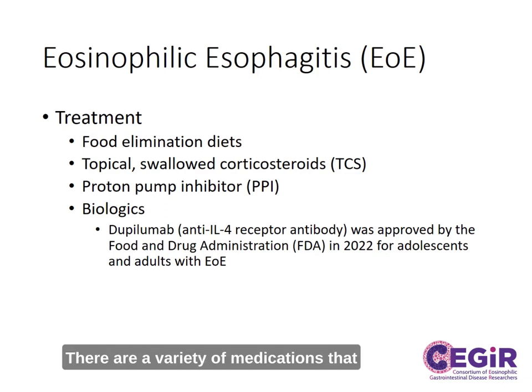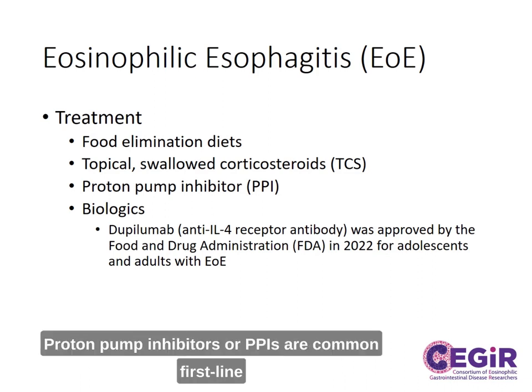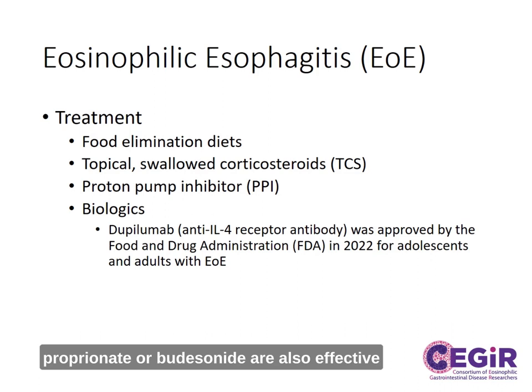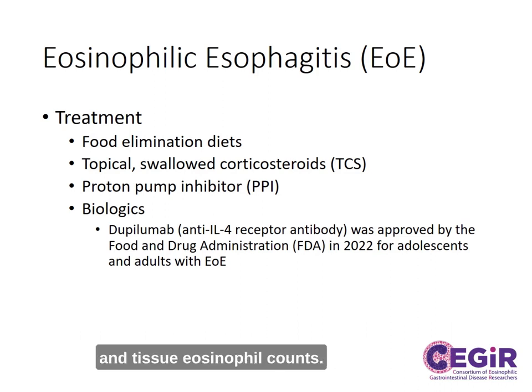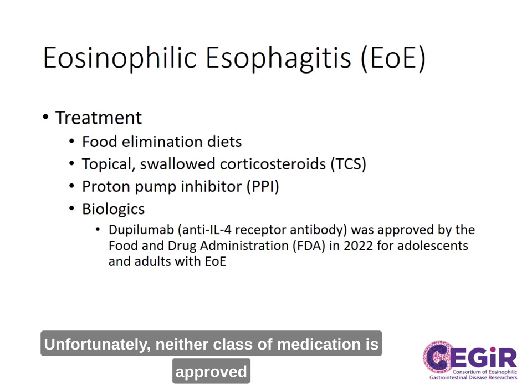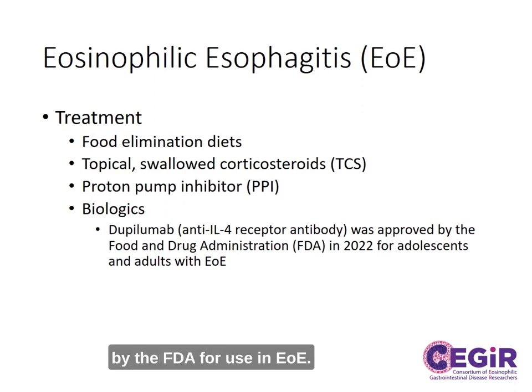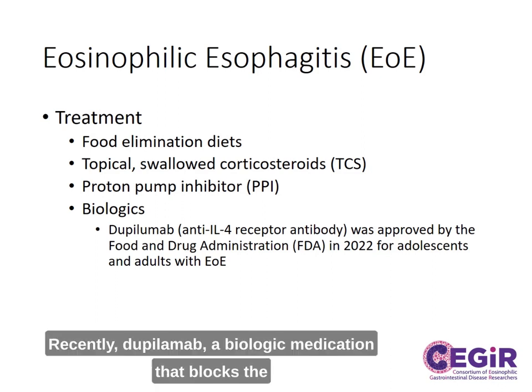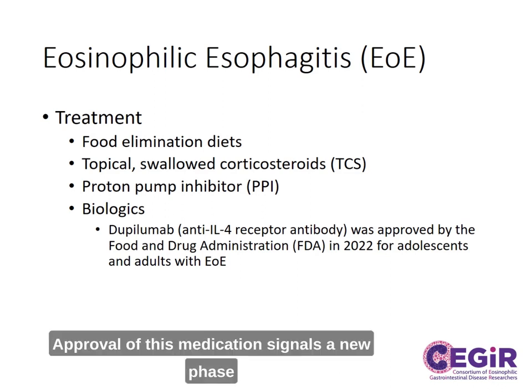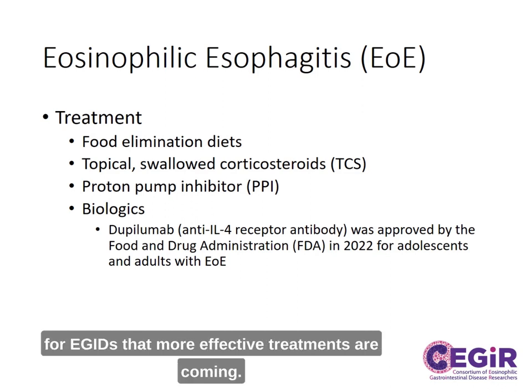There are a variety of medications that have been utilized to treat EoE. Proton pump inhibitors, or PPIs, are common first-line medications and can be effective in many patients. Swallowed, topical corticosteroids such as fluticasone propionate or budesonide are also effective in the treatment of reducing symptoms and tissue eosinophil counts. Unfortunately, neither class of medication is approved by the FDA for use in EoE. There is concern with both classes regarding long-term side effects. Recently, dupilumab, a biologic medication that blocks the IL-4 receptor, was approved for EoE. Approval of this medication signals a new phase for EGIDs that more effective treatments are coming.